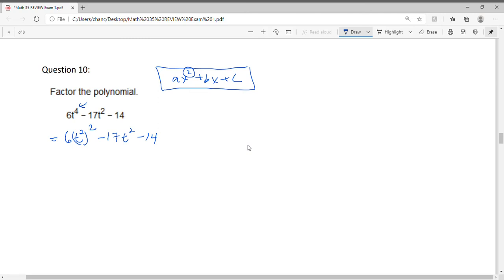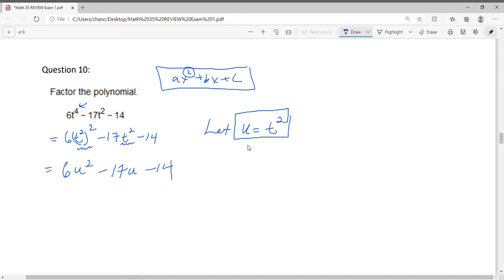So we'll have to make a u substitution. So let's let u be equal to t squared, and that's going to transform these into something I know how to do. I can replace all of the t squareds with the letter u. So this is 6u squared minus 17u minus 14.